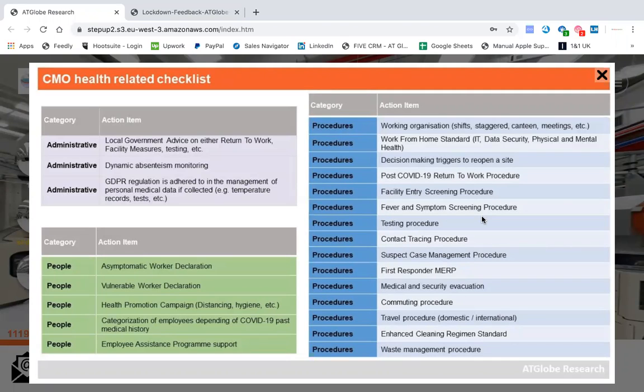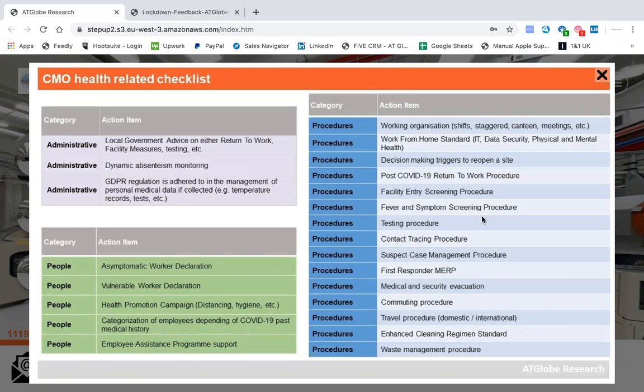So from a people perspective, just being aware, having some sort of declaration to be aware of who's been maybe diagnosed previously, who's been a vulnerable worker, to declare that people have been inducted on the health and safety regulations that you've imposed in the workplace. Also being able to categorize based on medical history, but also being able to provide employee assistance programs as well.